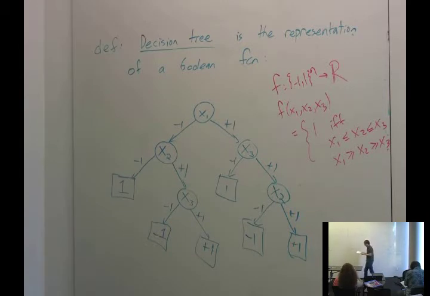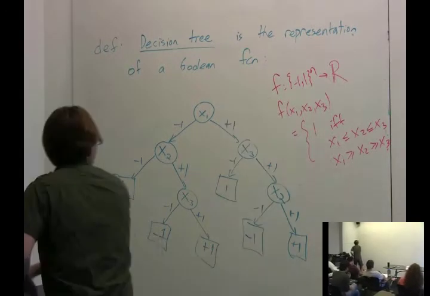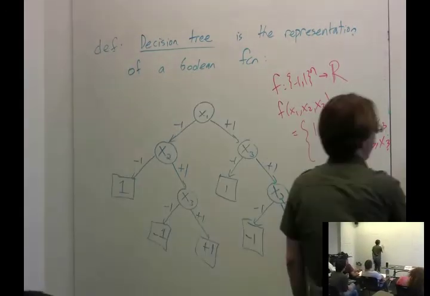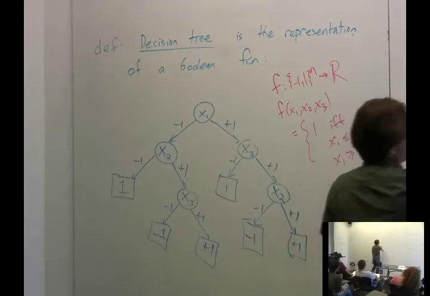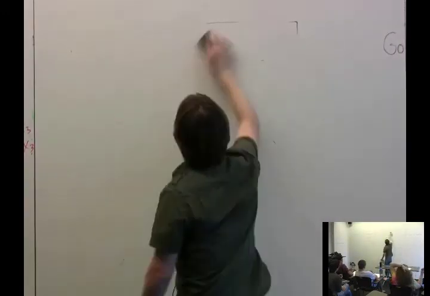All right, so one thing we'll show next time is that functions that have compact representations like this can be learned efficiently in the query access model. In the stronger model where you have queries, you can learn functions computed by compact decision trees effectively.